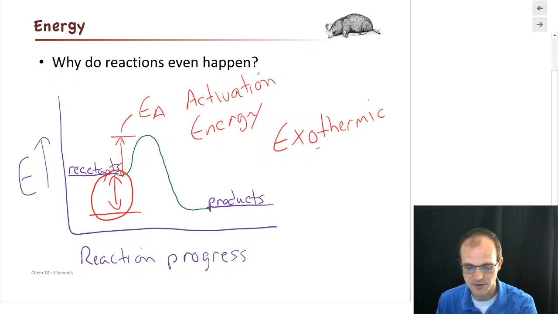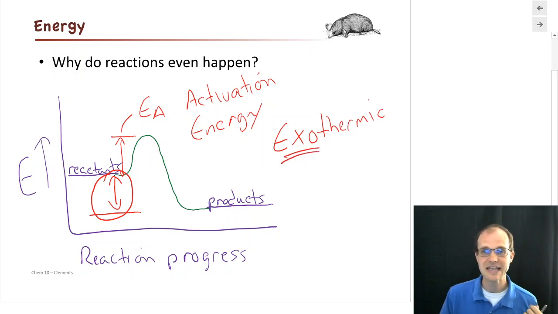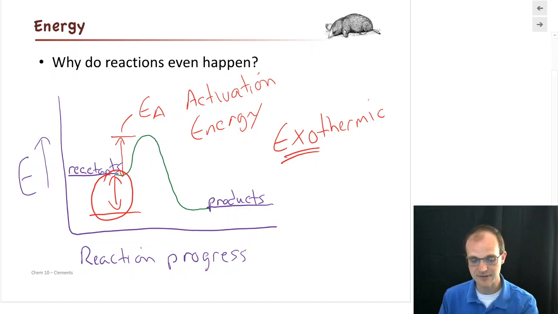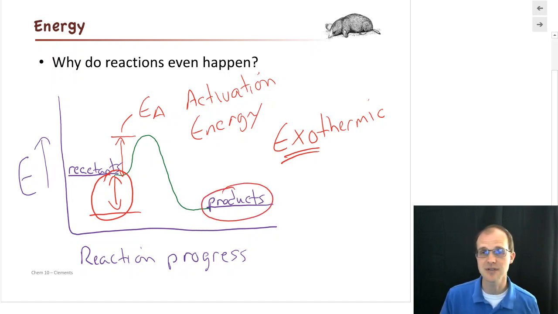And if you remember, exo means outside. And it means the heat is given out into the world. So a reaction that's exothermic, like burning methane and oxygen, is going to give out heat to the world, because if I have less energy at the end, the energy's got to go somewhere, and it goes away as heat.